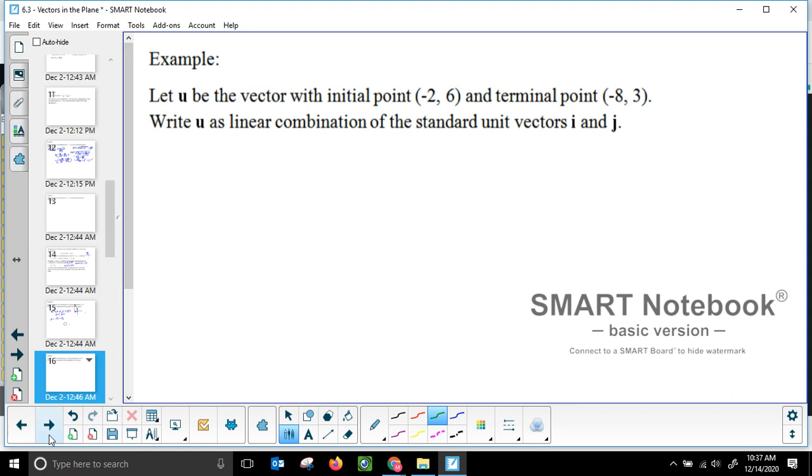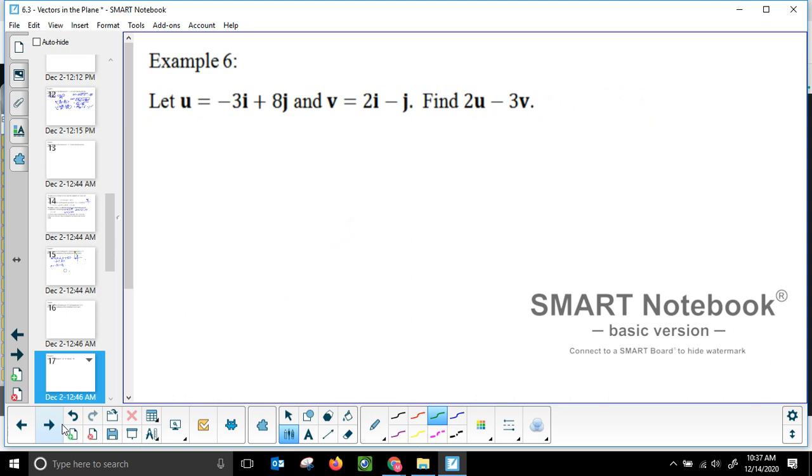All right, so essentially the same thing again, right? We would just do -8 minus -2, which would be -6, 3 minus 6, which would be -3. So we'd have -6i minus 3j. Call it a day. Okay, so vector operations work the exact same way.